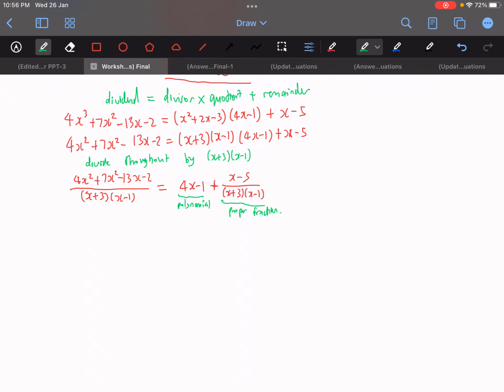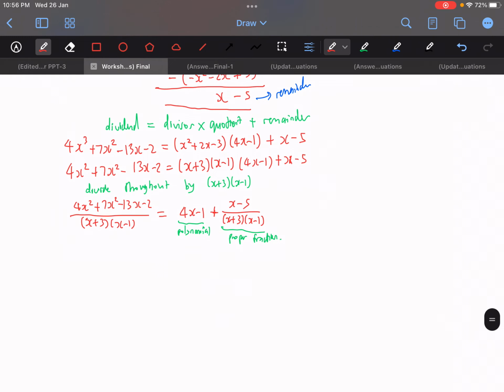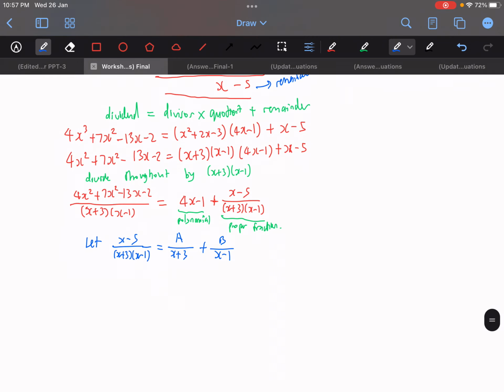Now what we need to do is just work with the proper fraction and make it into partial fractions. This is something that we have done before already. So once again, we let x minus 5 over x plus 3, x minus 1 equal a over x plus 3 plus b over x minus 1. Why we use this is because this is your case 1, because they are both different linear factors.